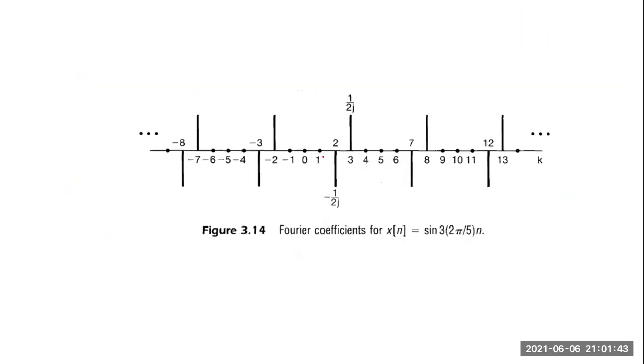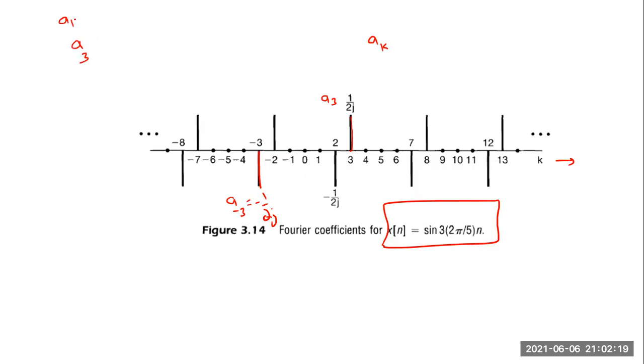So let's look at the graphical representation. You can see this is again the plot of Fourier coefficients for this example, when x of n is like this. This is k. So we have a3. So this 1 over 2j is a3. And then we have a minus 3, this one, which is minus 1 over 2j. And then you can see the repetition of this particular coefficient, which is at 3. Based on this equation, ak is equal to ak plus N.